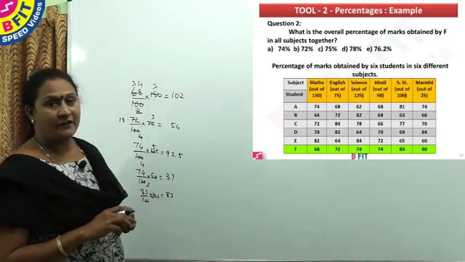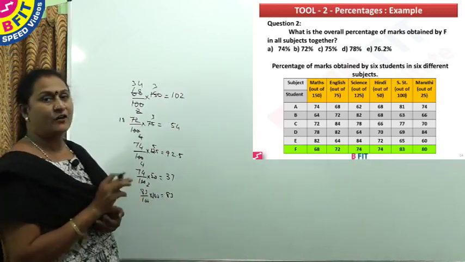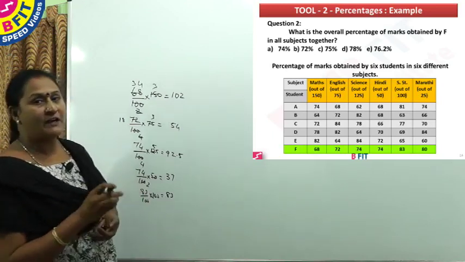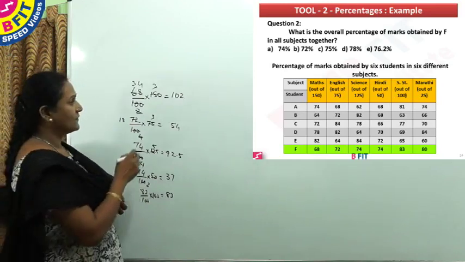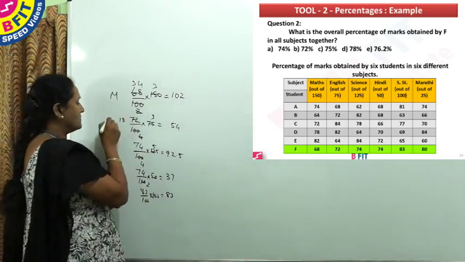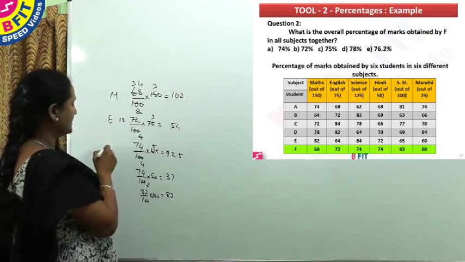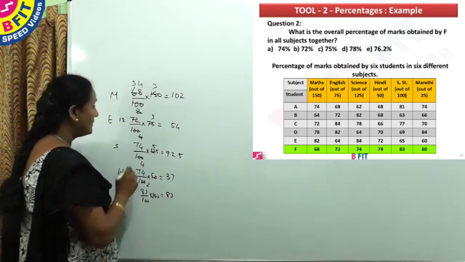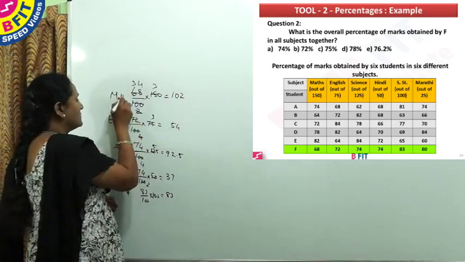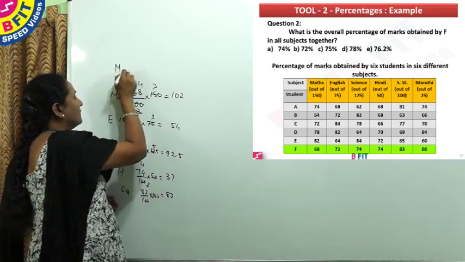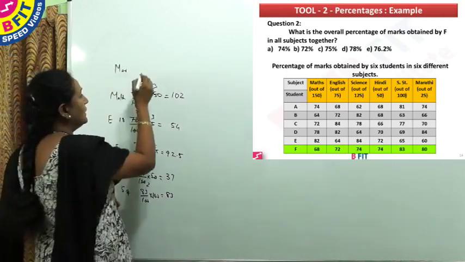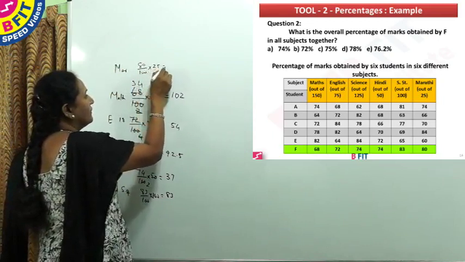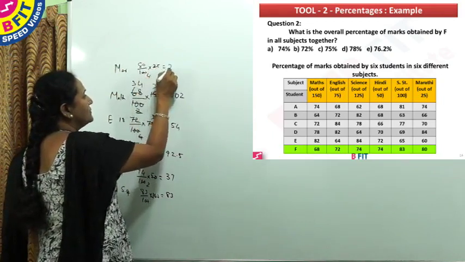And out of 25, 80%. So for 100 it is 80, and for 25 it will be 1/4. So 20 marks. So this is in Maths, this is in English, Science, Hindi, Social, and in Marathi, this is the max. So 80% of 25, which is 1/4, it is 20.